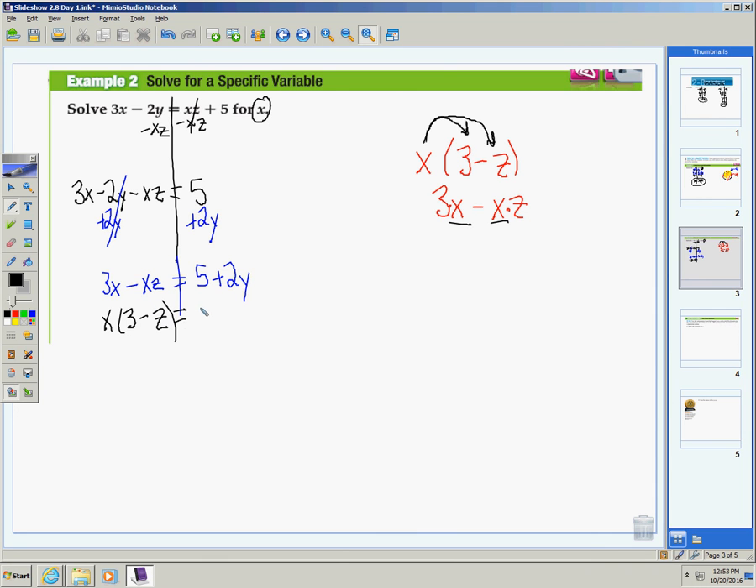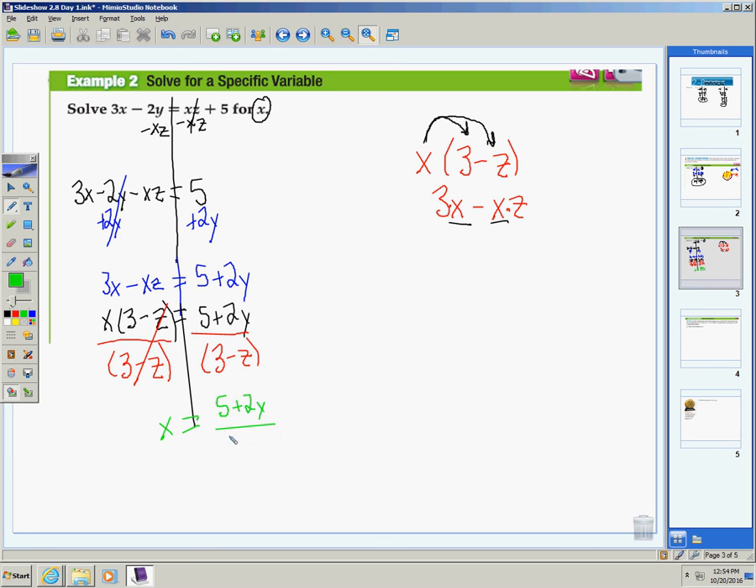And now I'm trying to get x by itself. So I have x times 3 minus z. Well, how do I get rid of multiplying? I'm just going to divide. And I'm going to divide by what I'm multiplying by x, which is 3 minus z. I'm going to divide both sides by 3 minus z. So my 3 minus z's cancel out on the left side, and I am just left with x equals 5 plus 2y all over 3 minus z.